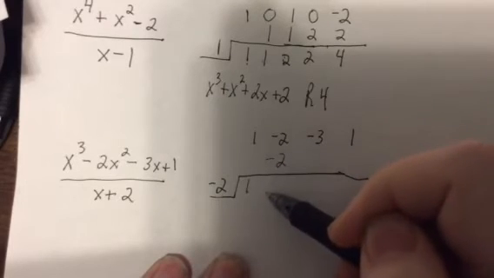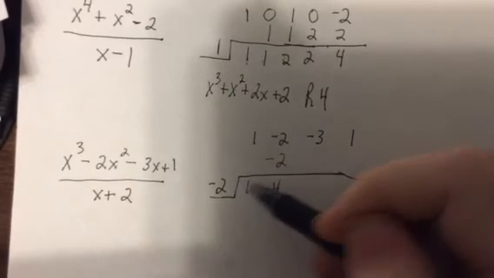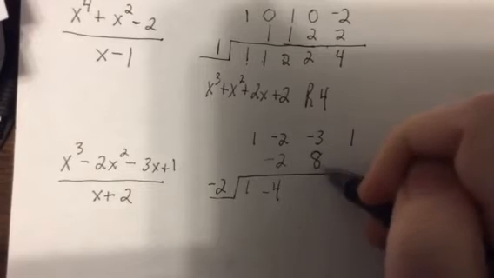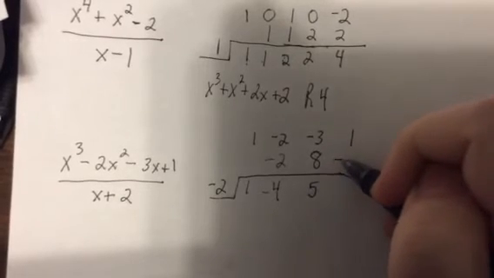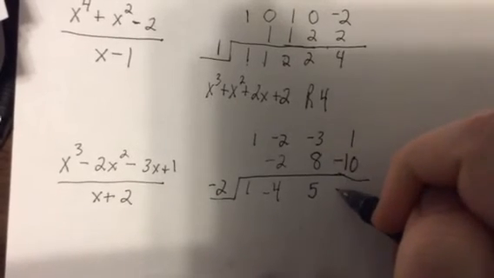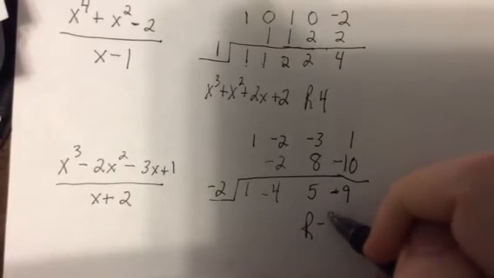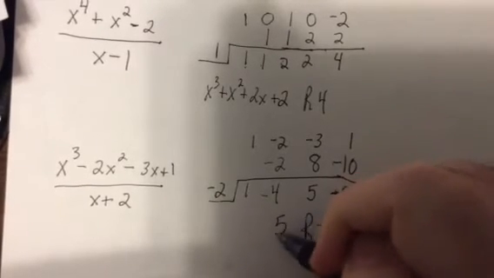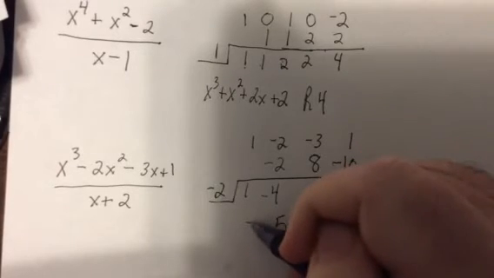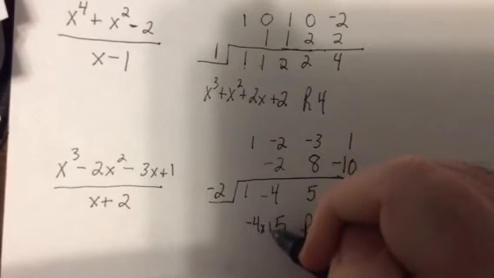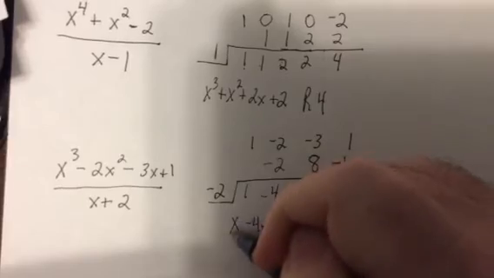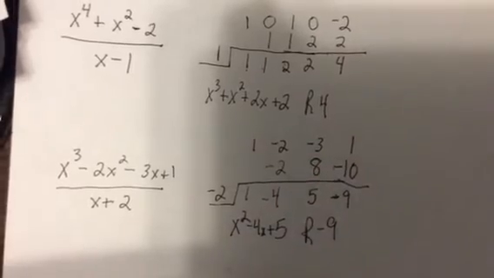Bring down, multiply, add. So your remainder is negative 9, 5. That'd be negative 4x. And that's the x squared.